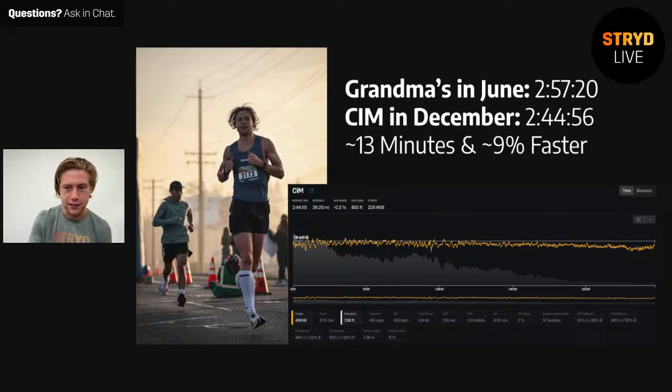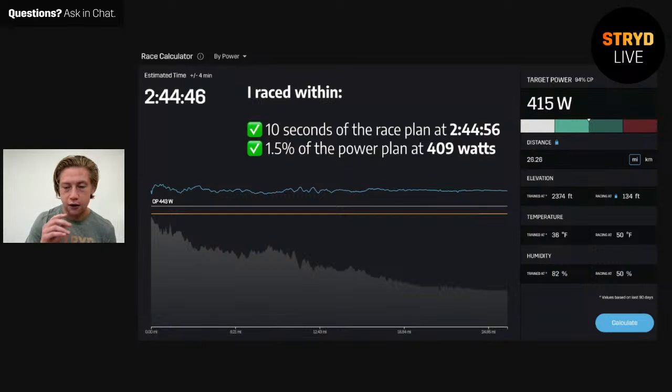We can see my race here, and we're going to be diving deep into this power data: how I executed the race, how I trained to run this power target, and how I got the overall power improvement from the last race. To start off, about a week ahead of the race, I really dialed in my power duration curve.